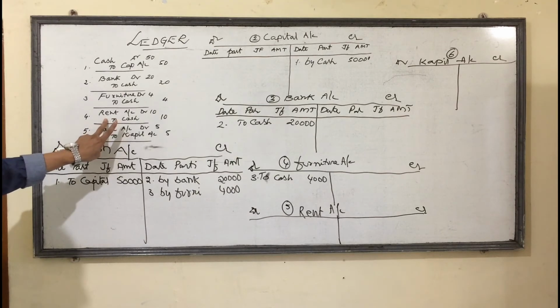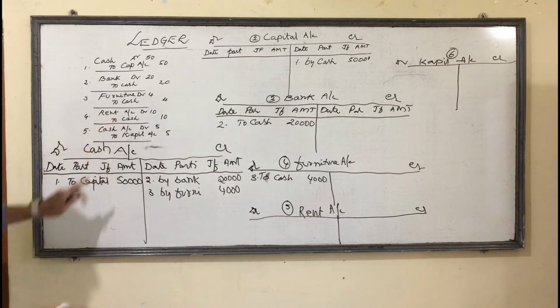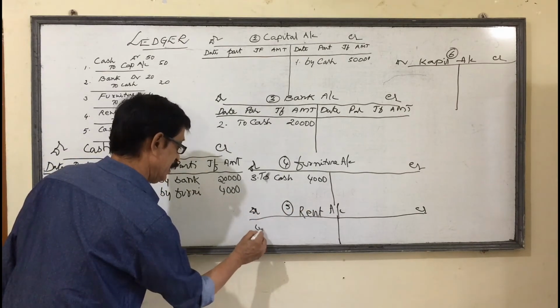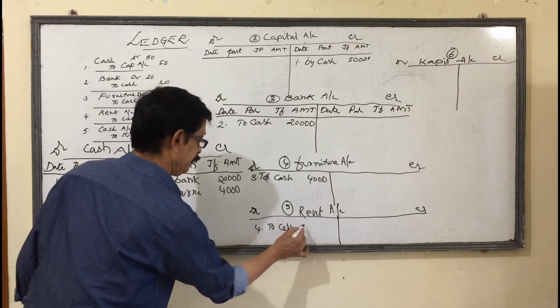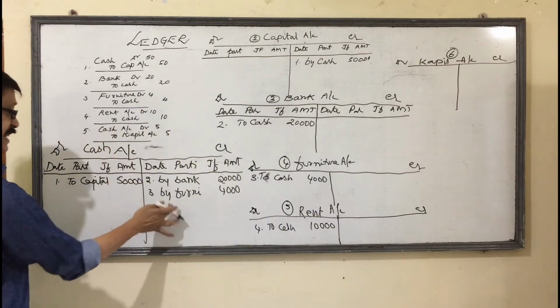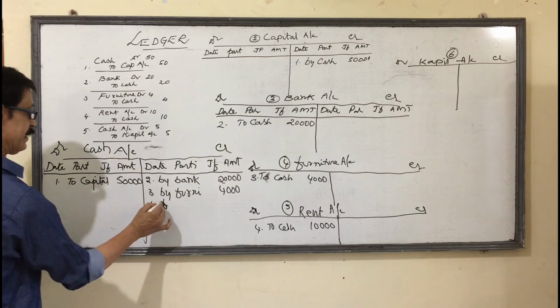Next, rent account debtor to cash. Rent account debtor, rent account is debited. So write down on the debit side to cash. In the cash account again, credit side, by rent.